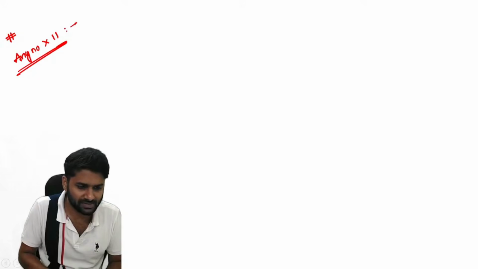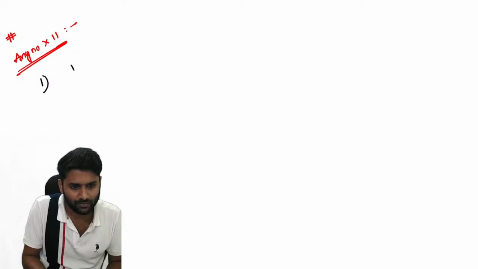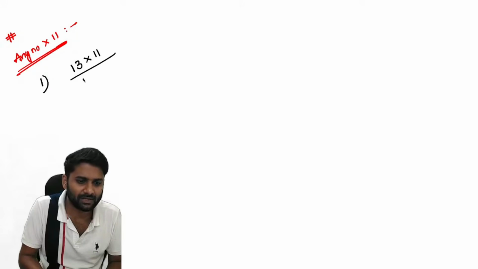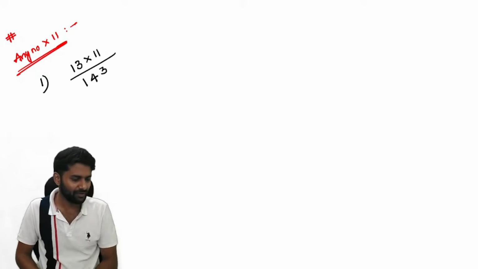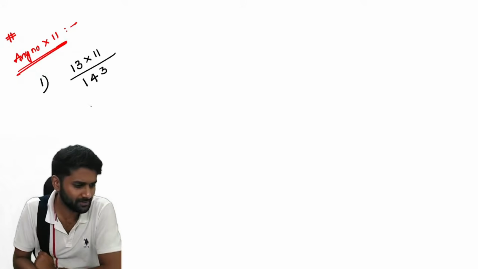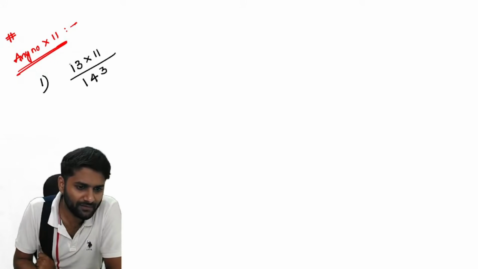You can take any number which is multiplied with 11. Let's see this example. 13 is multiplied with 11. You know that 13 multiplied with 11 gives the answer 143, right? But if you go through the observation, how will you get 143? The first number is multiplied with the first number. 1 into 1, you will get 1.